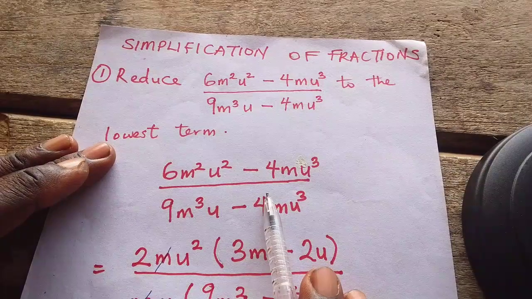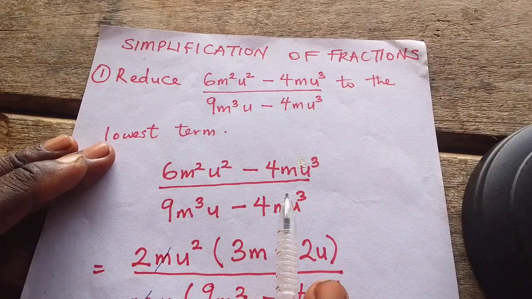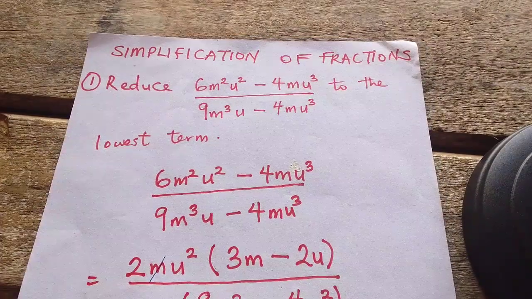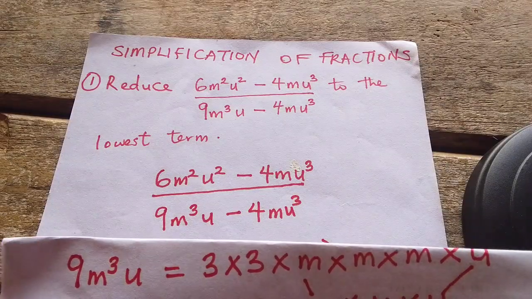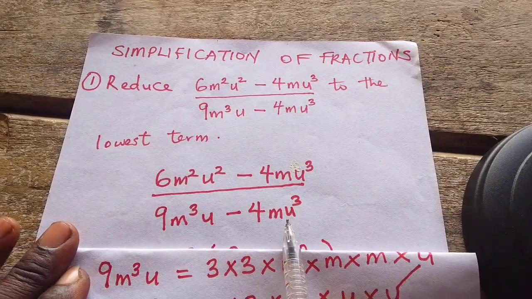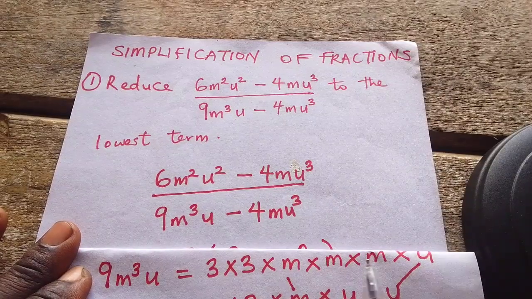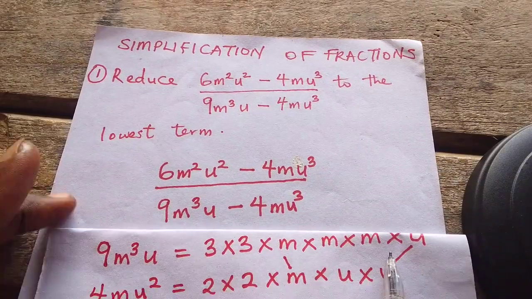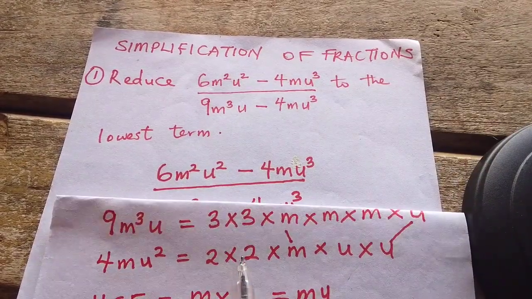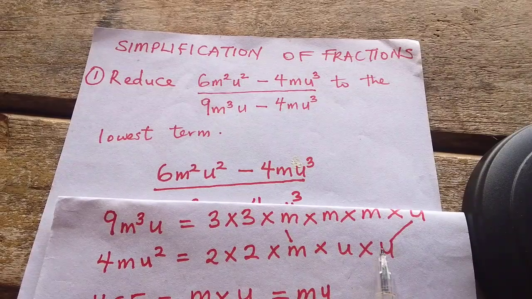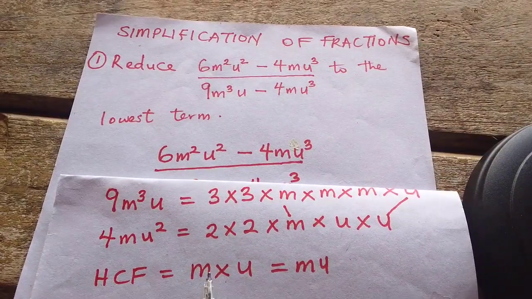Then you come to the denominator also. You are going to factorize 9m³u − 4mu³. Let's first look for the factors. 9 is 3 times 3, m³ is m times m times m, and u is u. Then we have 4mu³: 4 is 2 times 2, m, and u³. So what is common to them? We have m and u, so the highest common factor there is mu.